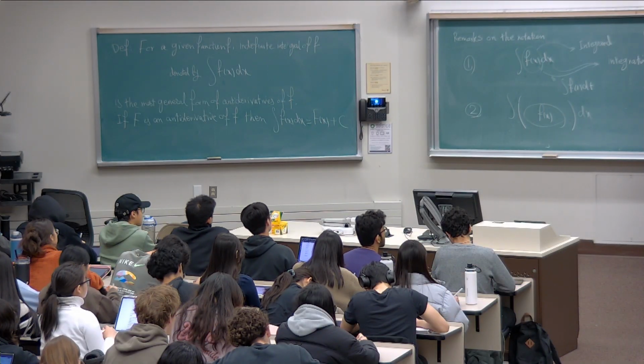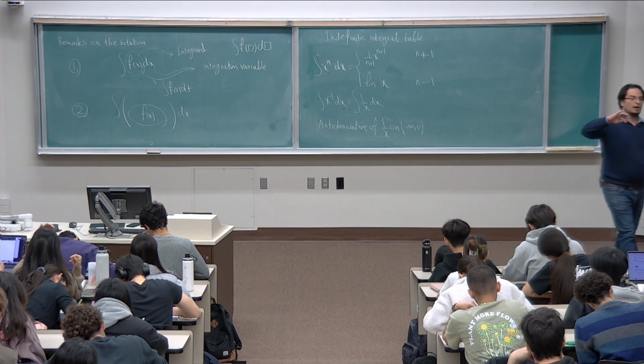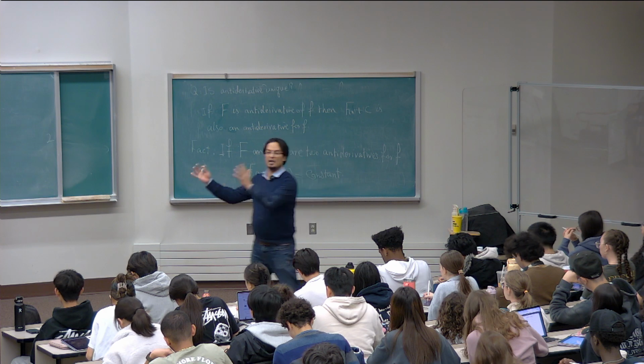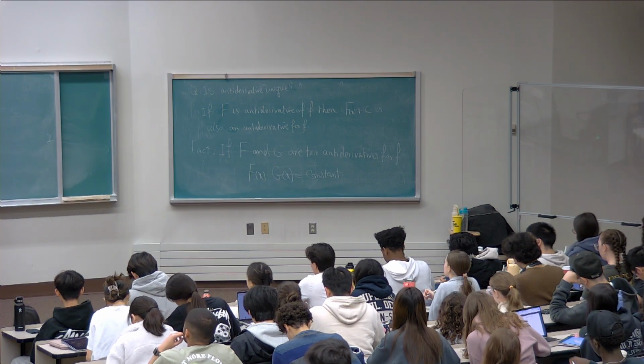It seems that we found the antiderivative of 1 over x on the positive side, from 0 to infinity. How about the other side? Because I want to find that one as well.